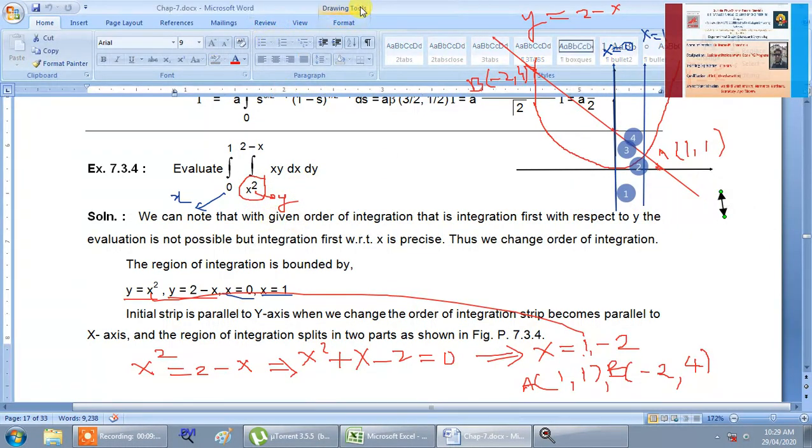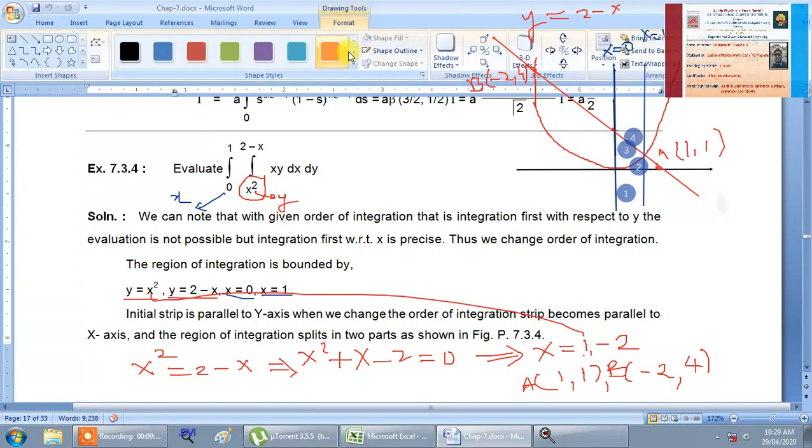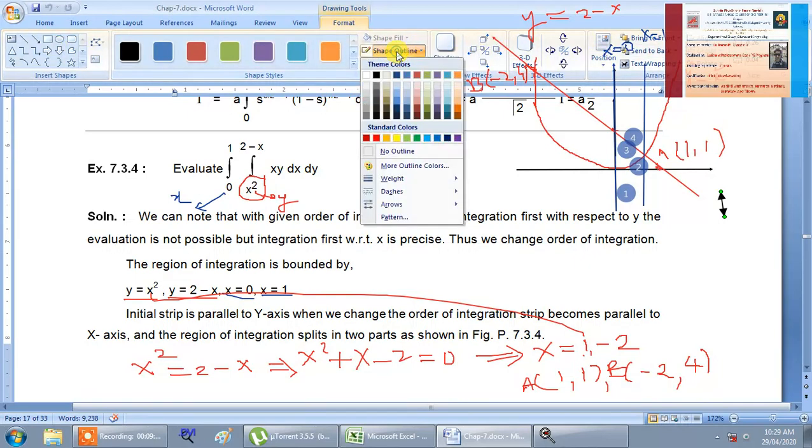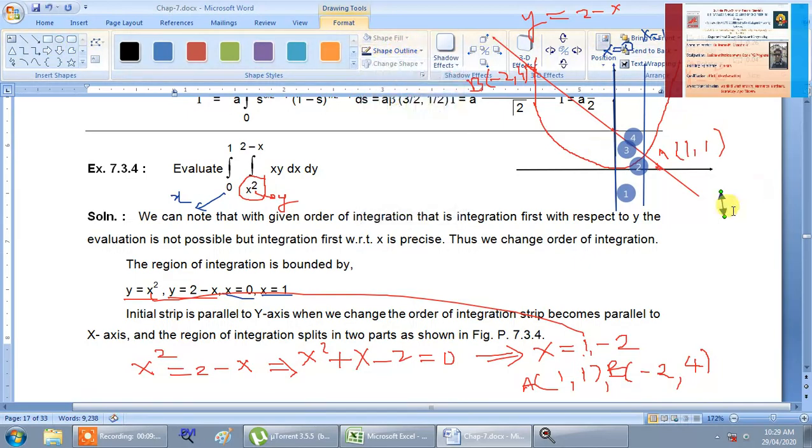So this initial strip moves from what? Left to right, from the first blue line to the second blue line. So let us have a blue strip. The blue strip will be like this. This strip will move from left to right. It is moving like this.